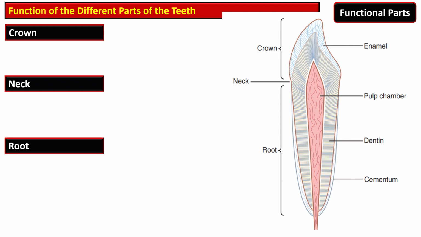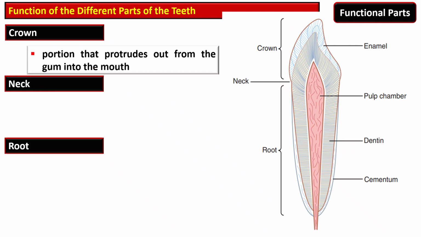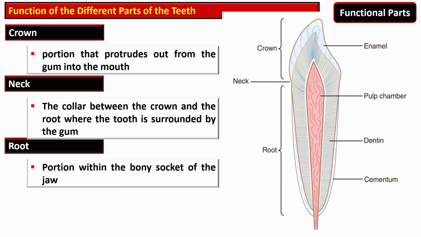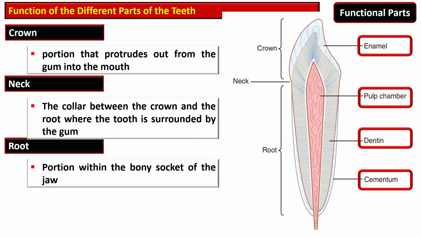The crown, neck, and roots are the different parts of the tooth. The crown is the portion that protrudes out from the gum into the mouth, while the neck is the collar between the crown and the root where the tooth is surrounded by the gum. And the root is the portion within the bony sockets of the jaw. While the functional parts of the tooth are enamel, pulp chamber, dentin, and cementum.